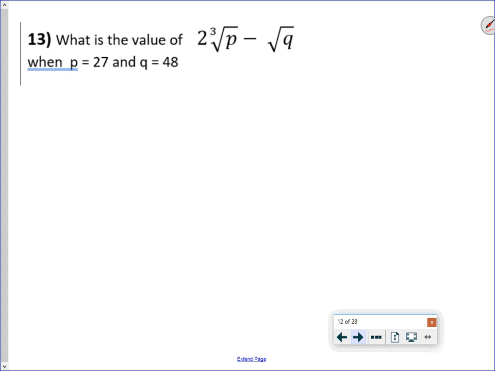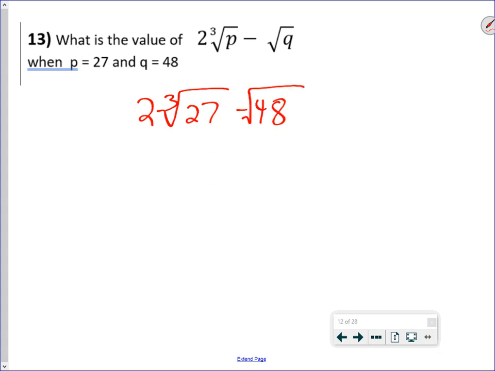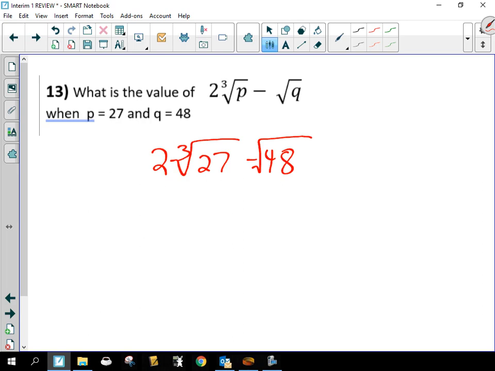All right, what is the value of 2 times the cube root of 27 minus 40, the square root of 48? And the easiest way to do this is probably just type it straight into the calculator, which I can show you how to do here real quick.